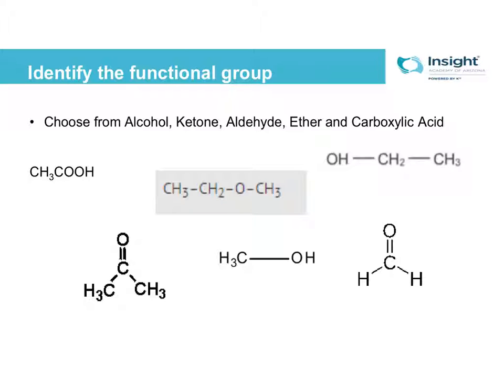So let's see. This one here, I've got O attached to carbons on each side. So it's like this. So that's an ether. Here I've got an OH group on carbon and hydrogen, so this is going to be an alcohol.